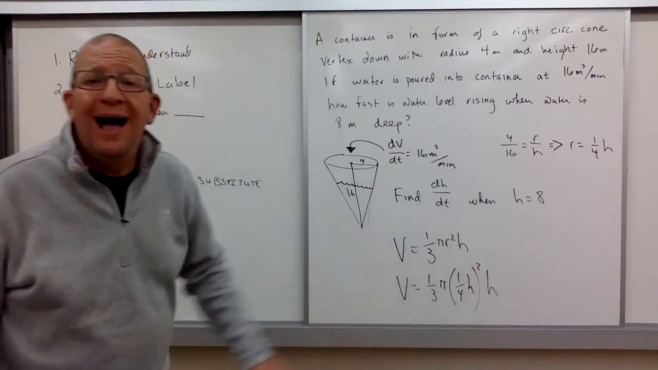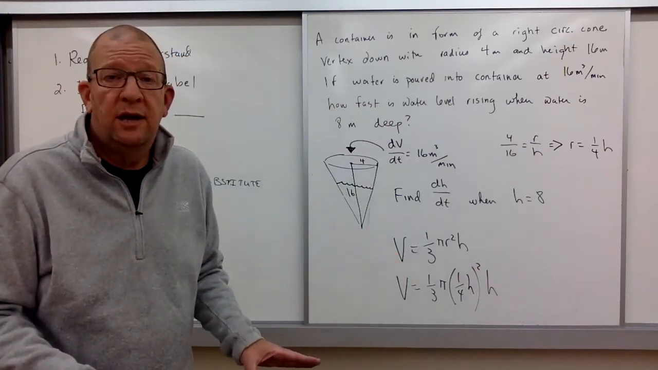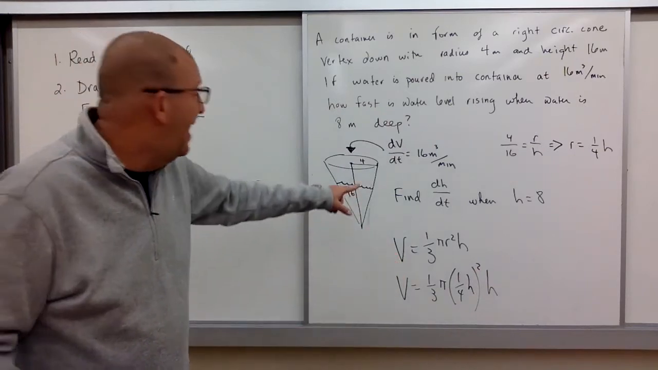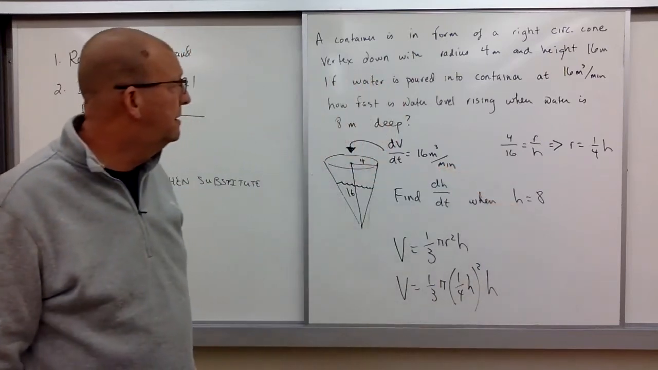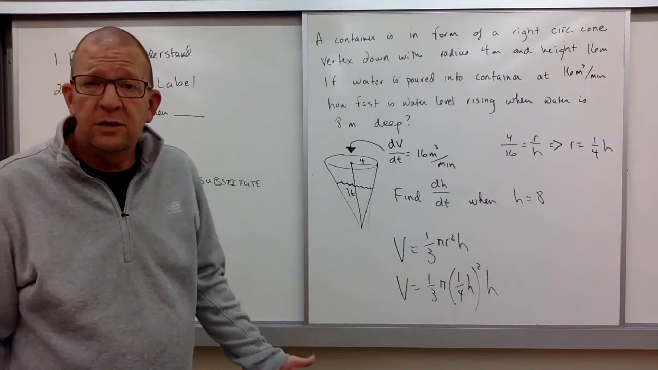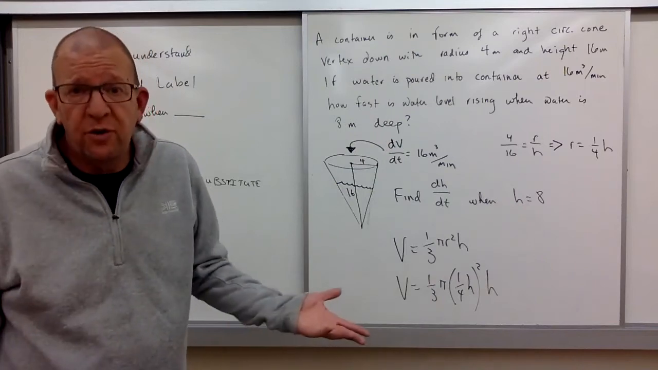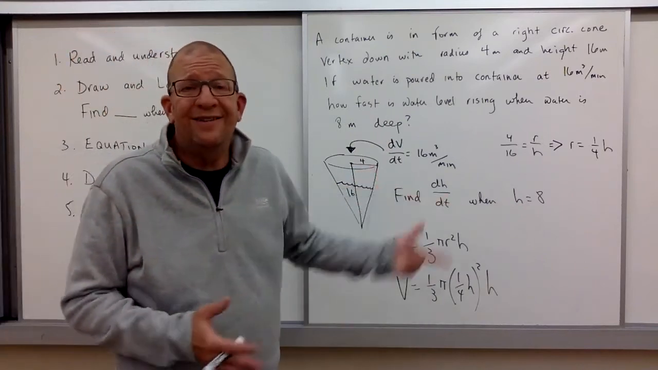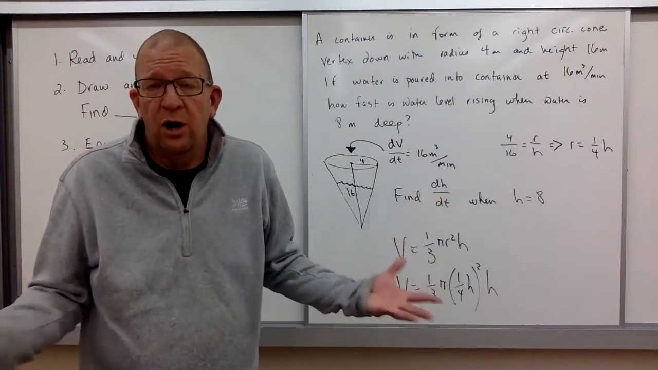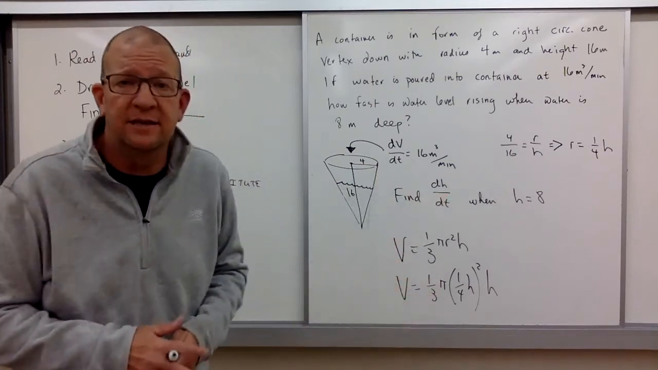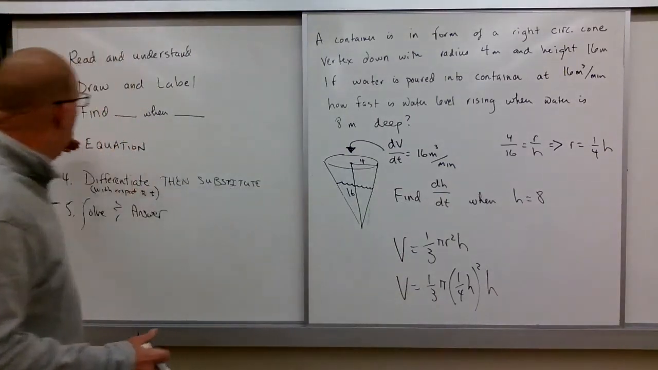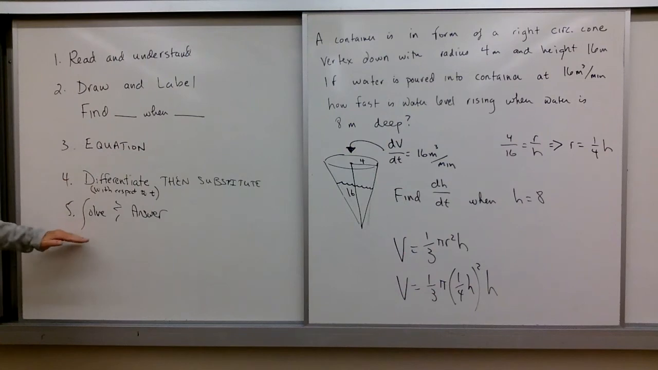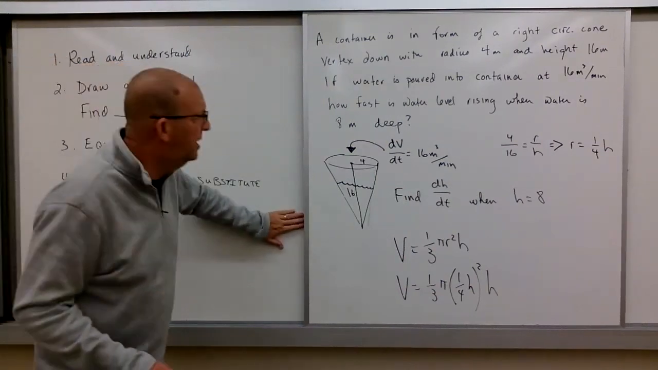So now I'm only dealing with h. I've got to find the dh dt. I know h is 8. Oh, I think I can do this. I also know that r is going to be 2 when h is 8, but I don't know anything about the dr dt. That's why I have to make this substitution. Okay, so now we're ready to differentiate, substitute, and get the answer.